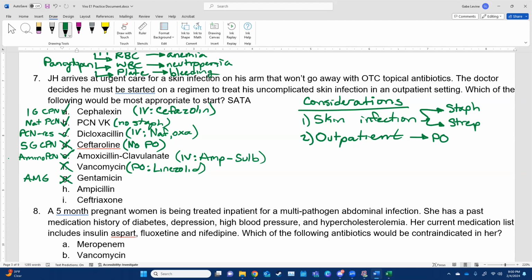So not ampicillin sulbactam, but just regular ampicillin. Yeah, 100%. Ampicillin by itself is PO and IV, so we can just give it alone. Its combination with sulbactam, I'm pretty sure, is only IV.